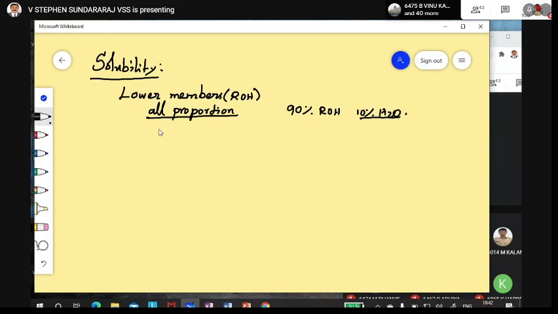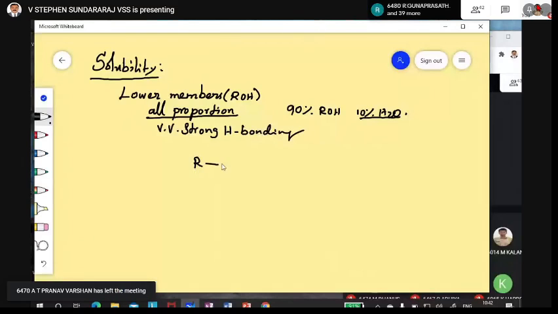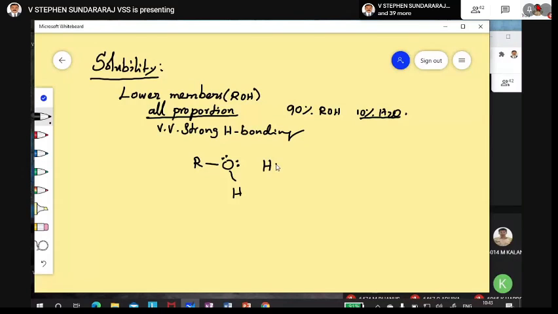That is because of what? The reason is very or extremely strong hydrogen bonding. If you want to show that, you can show R, O, H, bent shape. Here one, similarly H, O, H will be there. This can form a hydrogen bond, and similarly this can form a hydrogen bond. In the alcohol molecule itself, three types. In water, here one ROH, here one ROH, here one ROH.